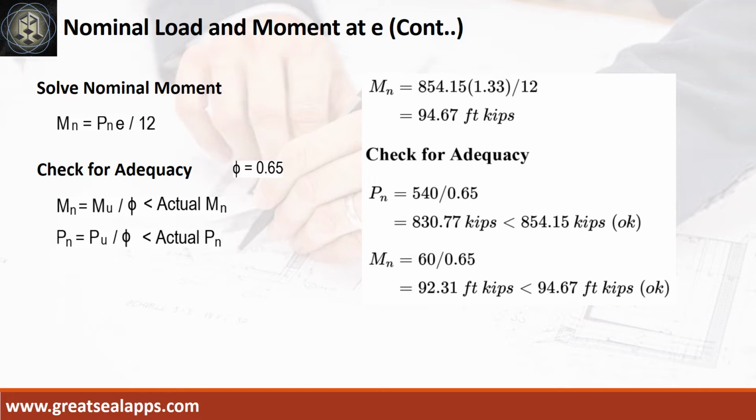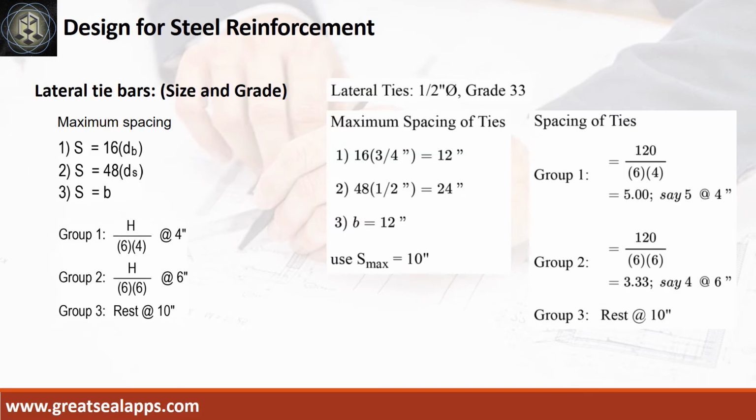Check for adequacy. The nominal design axial load of 830.77 kips is less than the actual axial load capacity of 854.15 kips, and the nominal design moment of 92.31 foot-kips is less than the actual moment capacity of 94.67 foot-kips. Follow the given computations for lateral ties.